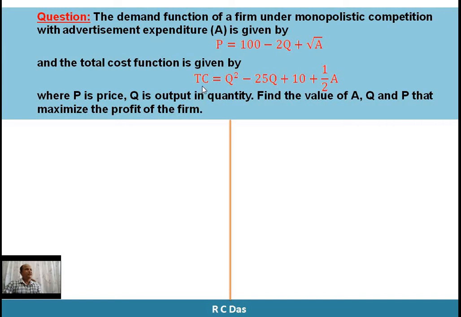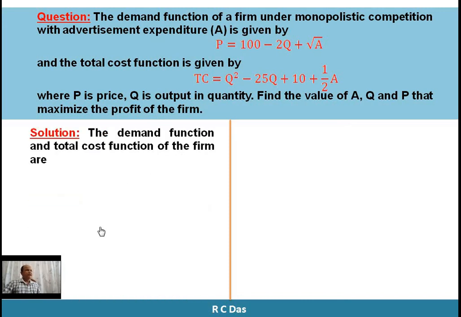total cost function equal to Q square minus 25Q plus 10 plus 1 by 2 A, where P is price, Q is output in quantity. Find the value of A, Q and P that maximize the profit of the firm.